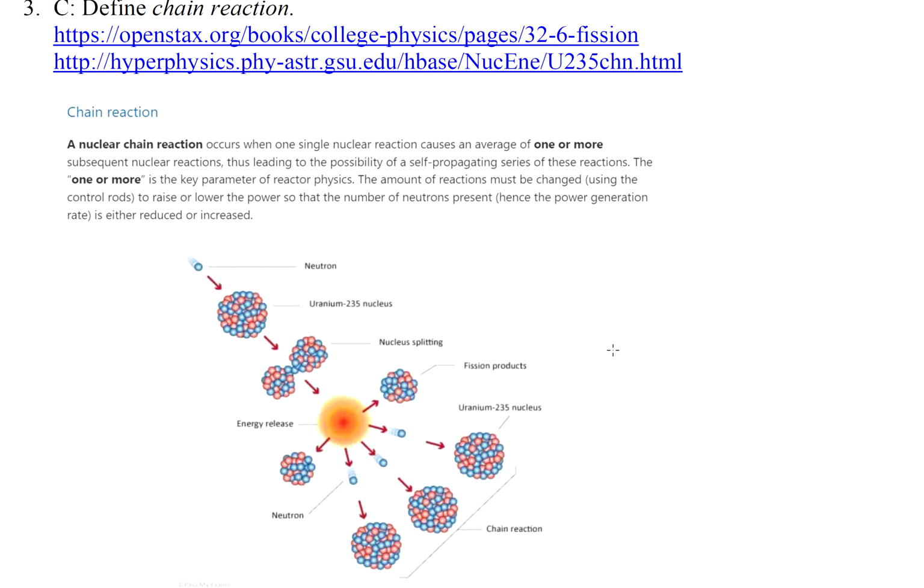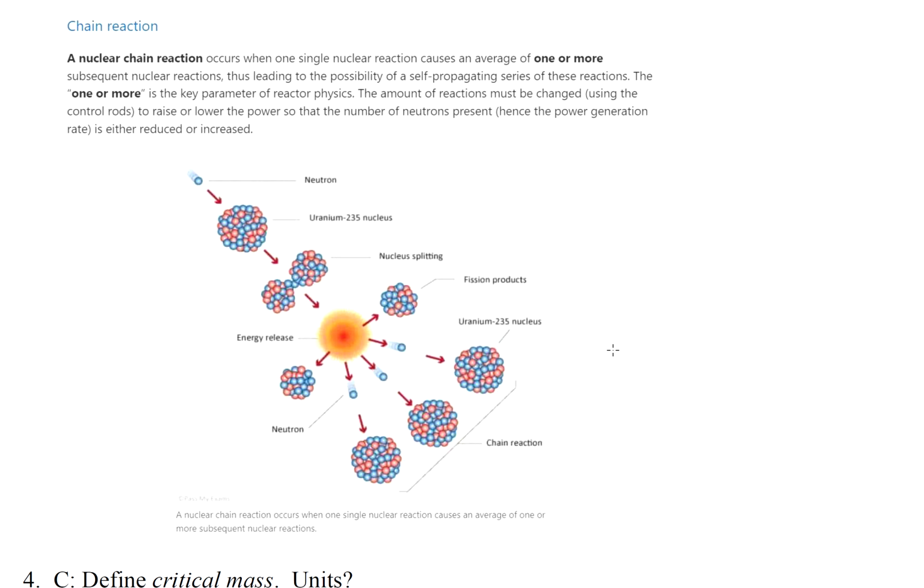Define chain reaction. So here's chain reaction. A nuclear chain reaction occurs when one single nuclear reaction causes an average of 1 or more subsequent nuclear reactions, thus leading to the possibility of a self-propagating series of these reactions. The 1 or more is a key parameter of reactor physics. The amount of reactions must be changed using the control rods to raise or lower the power so that the number of neutrons present, hence the power generation rate, is either reduced or increased.